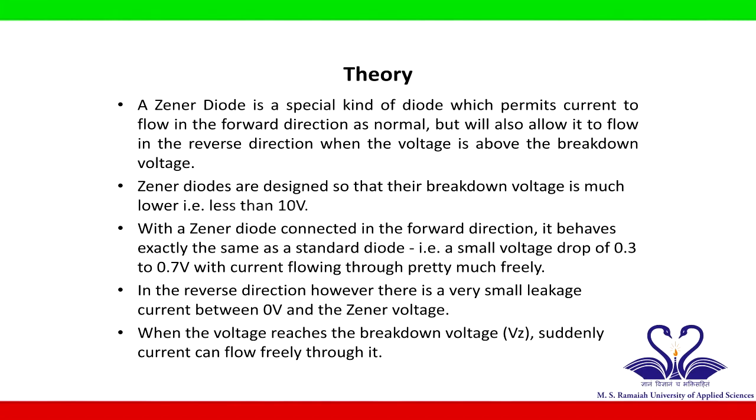With the Zener diode connected in the forward direction, it behaves exactly the same as a standard diode, that is, a small voltage drop of 0.3 to 0.7 volt with current flowing through pretty much freely. In the reverse direction, however, there is a very small leakage current between 0 volt and the Zener voltage. When the voltage reaches the breakdown voltage Vz, suddenly current can flow freely through it.